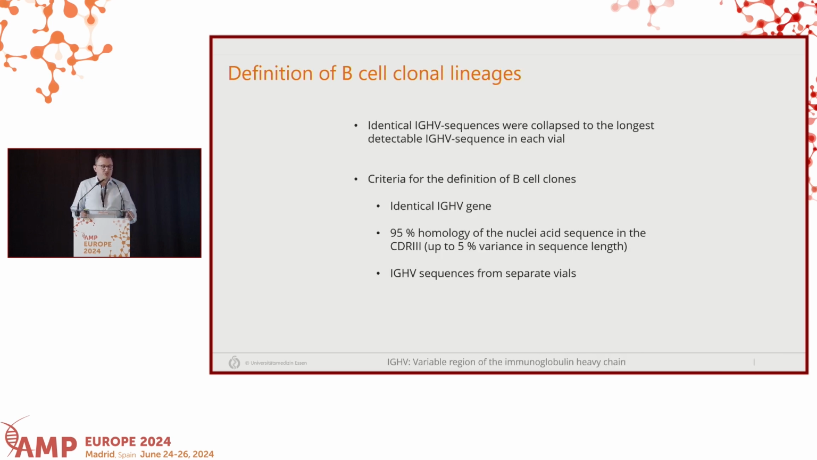Our definition of clonal lineages was, first of all, we collapsed all identical sequences that were generated in the sequencing because of PCR amplification, and collapsed them to the single longest detected IgHV sequence, which was present in each vial. And then we defined our clones by using this identical IgH heavy gene, as well as 95% homology and up to 5% variance in sequence length. And clones were only defined if the sequences were present in separate vials.